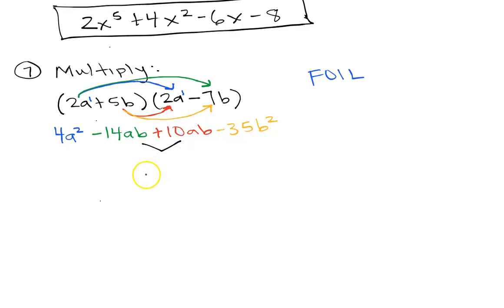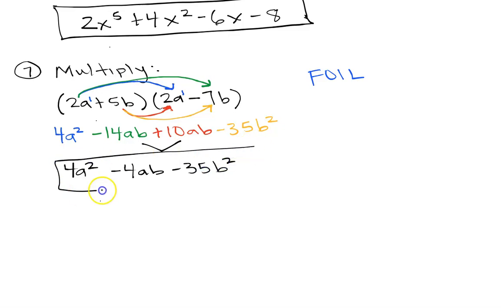In the middle, these are both ab terms, so those can go together, and that's the only thing that can. So I'll have 4a squared. Combine these together. Negative 14 plus 10 is negative 4ab, and then negative 35b squared. And then you'll be done. That is your answer.